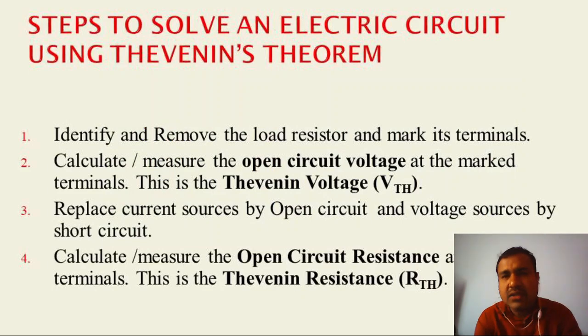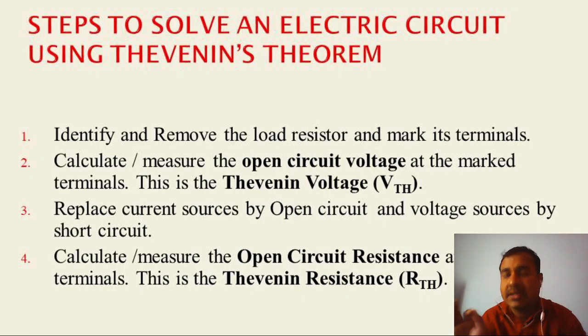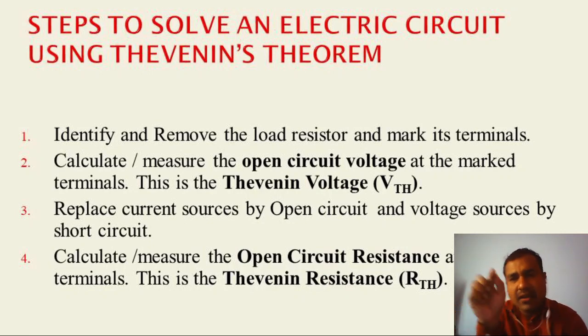Now, how can we solve a network using this Thevenin's theorem? So there are steps to solve this network using Thevenin's theorem. The first step says to identify and remove RL, that is the load resistance. So first thing is to identify the load resistance, and you have to remove it from the network, and you have to mark the terminals from where that resistance was detached.